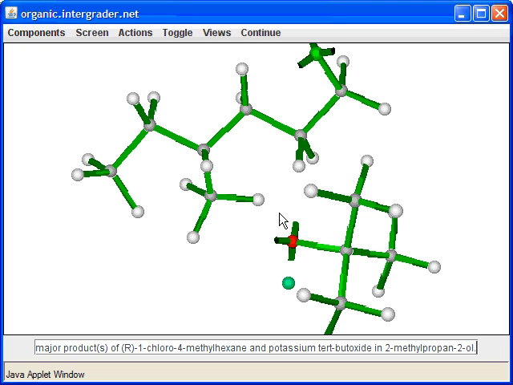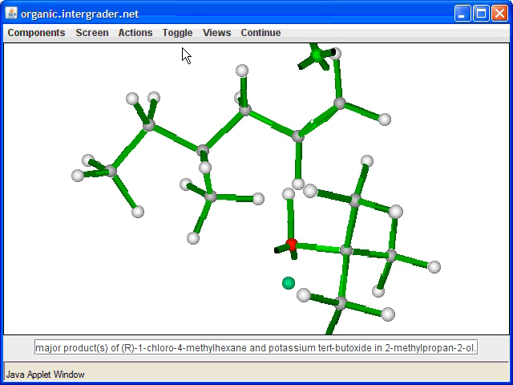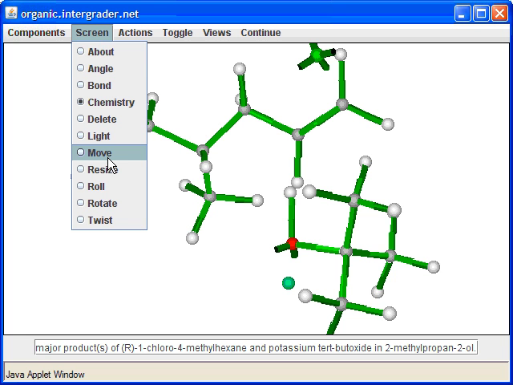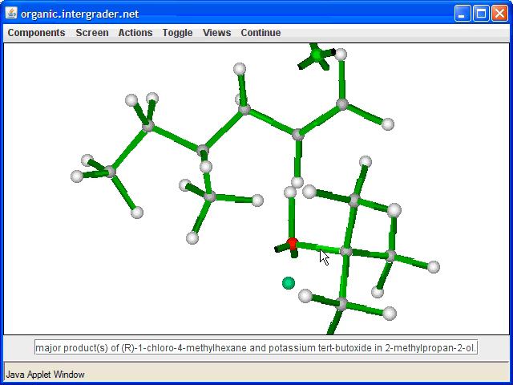So let's go ahead and use chemistry. Okay, so we'll move the electrons from here to pick up the hydrogen from there, right? And then we'll take the electrons here, and we'll use them to kick out the chlorine. Okay, and when we do that, then we'll go ahead and see all the components on the screen.